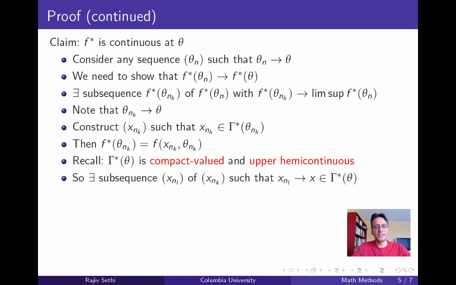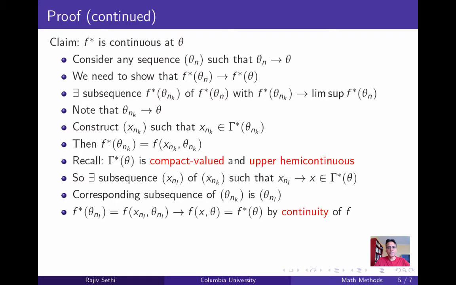Now we'll use the fact that gamma star, the solution correspondence, is compact valued and upper hemicontinuous at theta. Since it's compact valued, we can use the sequential definition of upper hemicontinuity. And this means that there exists a subsequence of xnk, let's call it xnl, such that xnl converges to a point x, which is in the image of theta under the solution correspondence gamma star. This is just applying the sequential definition of upper hemicontinuity, given that gamma star is compact valued. Now to get xnl, we've extracted a sequence of optimal actions, and we'll let theta nl denote the corresponding sequence of parameters. In other words, xnl is an optimal action when the parameter value happens to be theta nl. Note that the theta nl sequence must also converge to theta, because it's a subsequence of theta n, which converges to theta. Now we'll use the continuity of f to finish up the proof.